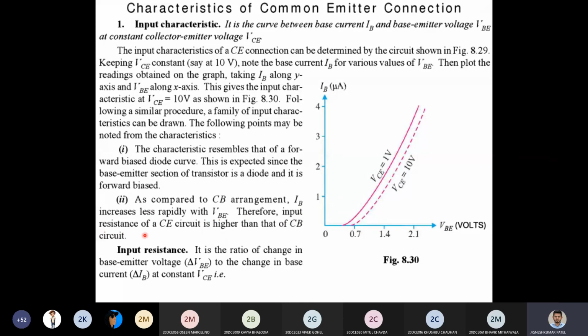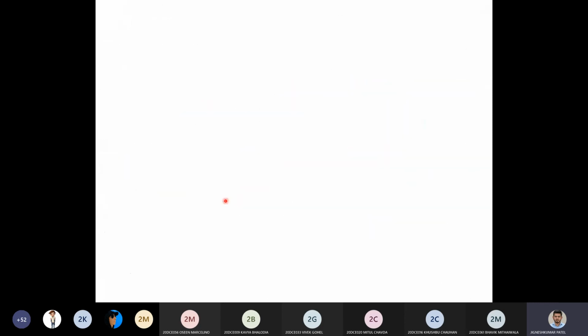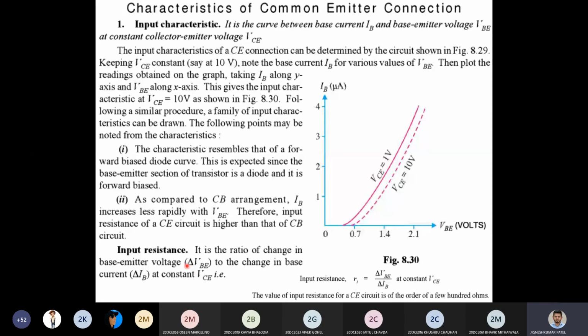Therefore, the input resistance of the CE circuit is higher than that of the CB circuit. So the input resistance is high in the common emitter connection compared to the common base connection, because earlier we had a graph like this, an exponential kind of graph. Now here the input resistance is given by the ratio of VBE upon IB. So this is the equation.